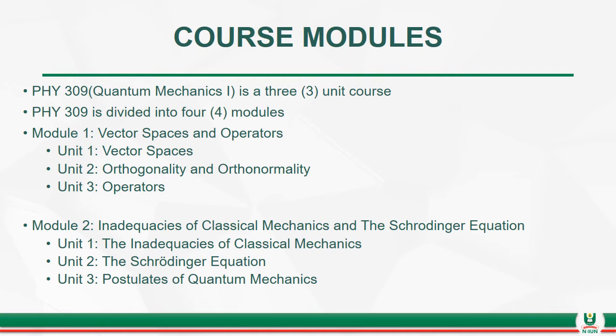PHY309 is a 3-unit course, and the title of the course is Quantum Mechanics I. This course is divided into 4 modules, and each module is subdivided into units. In the first module, we'll be interested in vector spaces and operators. In unit 1 of the first module, we'll look at vector spaces, linear independence, basis vector, scalar products, inner product, and norm of the vector.